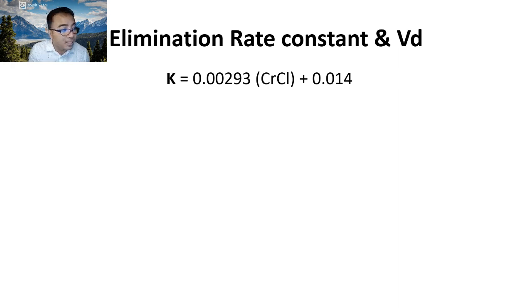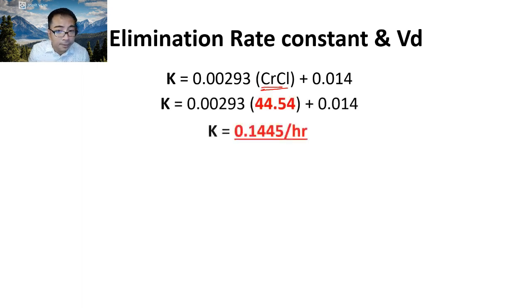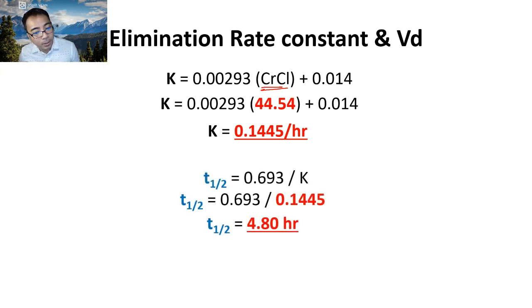Next would be to estimate for the elimination rate constant. Ito lang ang formula natin isasaksak dyan. Isaksak natin yung ating creatinine clearance, which is 44.54. Lalabas would be 0.1445 for the elimination rate. For the sake of determining lang ang half-life natin, it's going to be 4.8 hours, kasi class, para malaman natin kung gaano katagal tayo mag-aantay before steady-state concentration is reached.